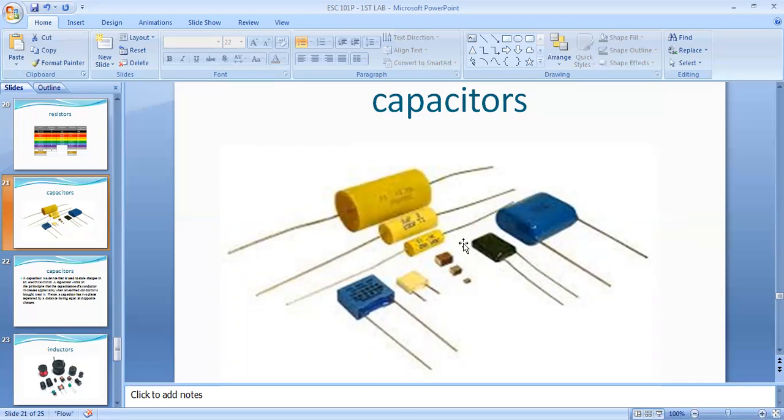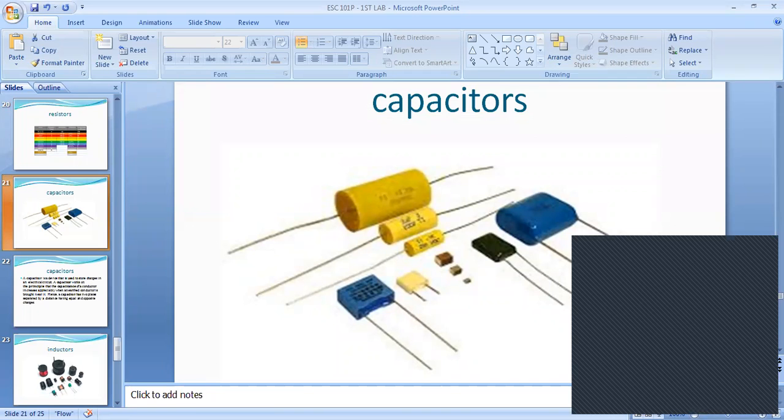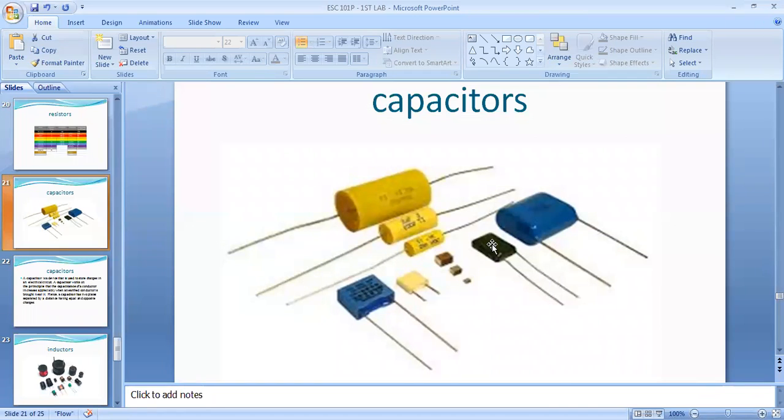The purpose of the capacitor is that it stores the charge. After that, it gives the initial torque to the motor. Like in our home, the ceiling fan is nothing but an induction motor. So to run the induction motor, we use the capacitor.